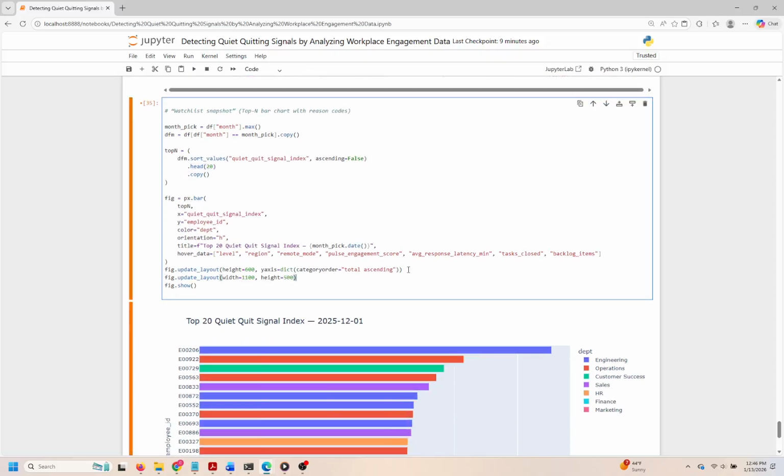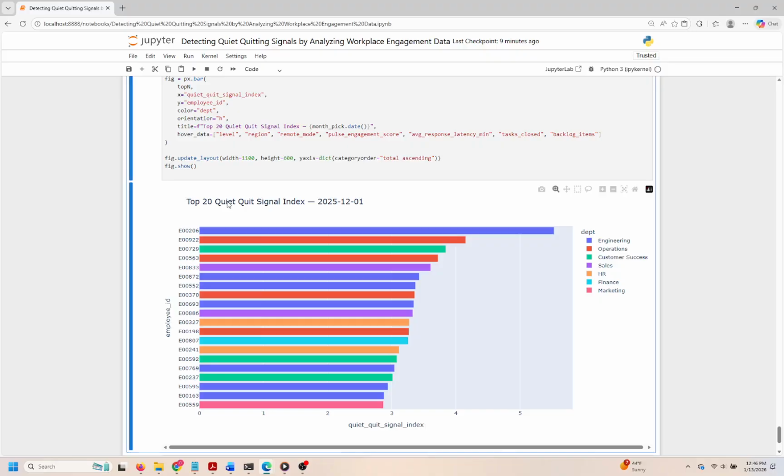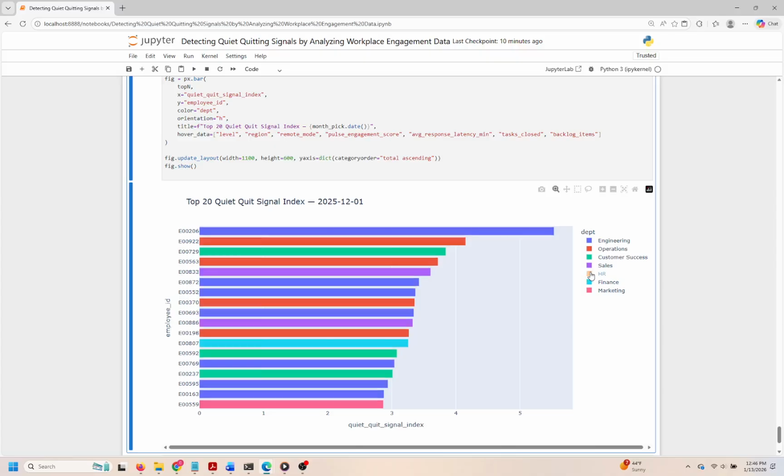With our filtered and sorted data in place, we proceed to create the bar chart using Plotly Express. The horizontal bars will represent the quiet quit signal index on the x-axis, while the y-axis will feature the employee IDs. Importantly, we're adding a color dimension based on departmental affiliation, which helps to visualize where potential clusters of disengagement may reside. We've also included multiple hover data points, such as the employee's engagement score and average response latency, providing deeper insights into each individual's performance.